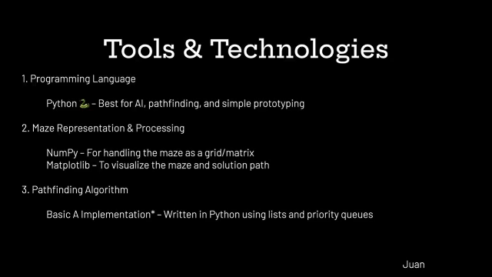Now for visualization tools and UI, we're thinking about using Matplotlib. This is a library to create simple 2D representations of the maze and the AI's path. So by combining Python, NumPy for processing, and visualization tools like Matplotlib, we're building an efficient and interactive maze solver. Our goal is to showcase A* as an intelligent and optimized approach to pathfinding.